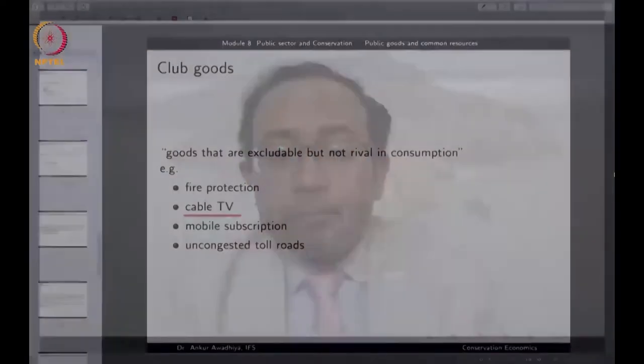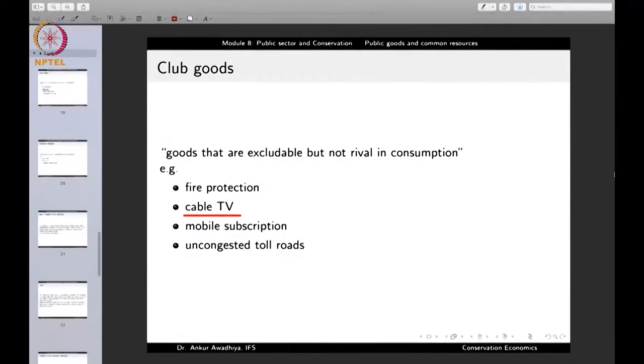So this is not a rival in consumption, but it is excludable because the service provider can always say that if you do not pay so much amount to me, I'm not going to give you the subscription. So it is excludable, but it is not rival in consumption. Things such as mobile subscription. Here again, if I have a mobile, you have a mobile, then both of us can use the mobile. But it can be excluded. So people who do not pay the charges will not get the mobile subscription.